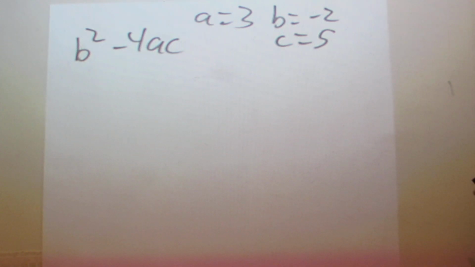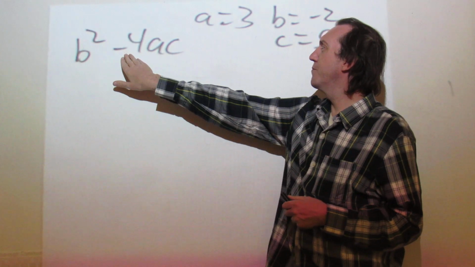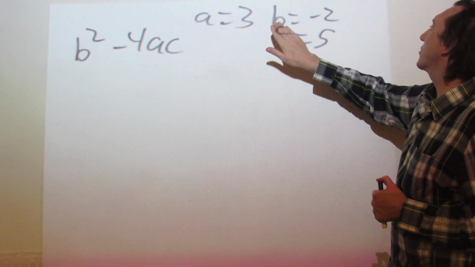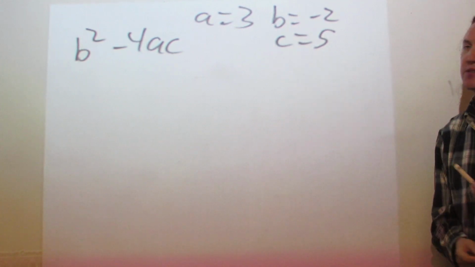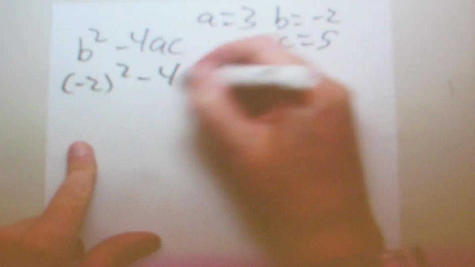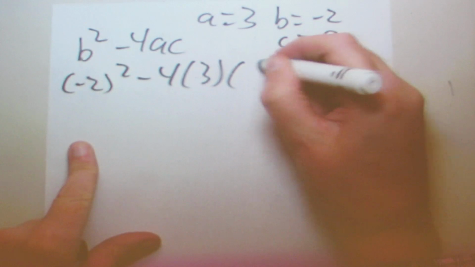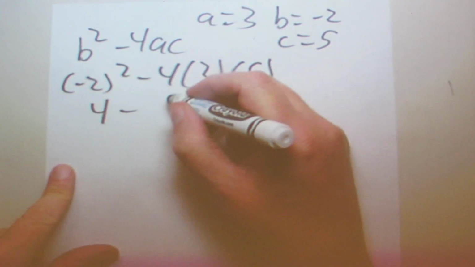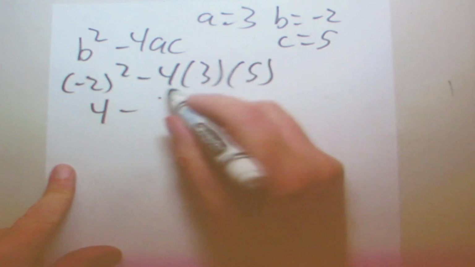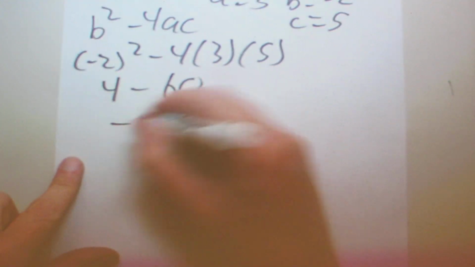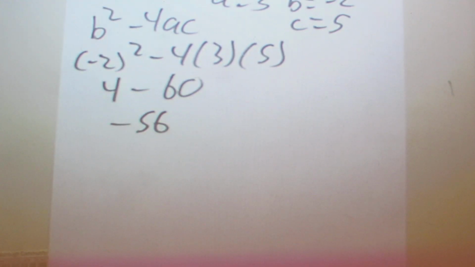So the first question, you're going to be given something like b squared minus 4ac, and they tell you that a equals 3, b equals -2, and c equals 5. So you're just going to substitute those numbers in. So it's -2 squared minus 4 times 3 times 5. This will be 4 minus 4 times 3 is 12, times 5 is 60, so the answer will be -56.